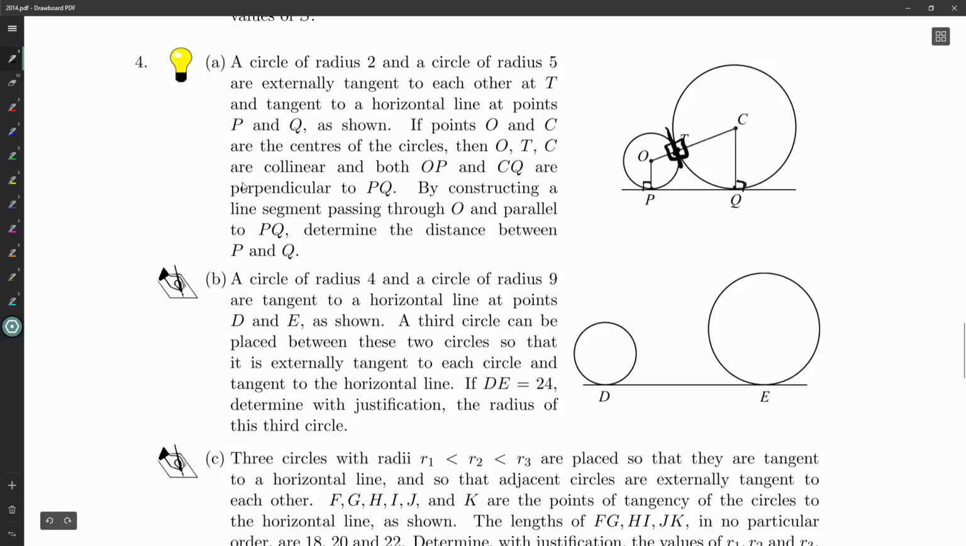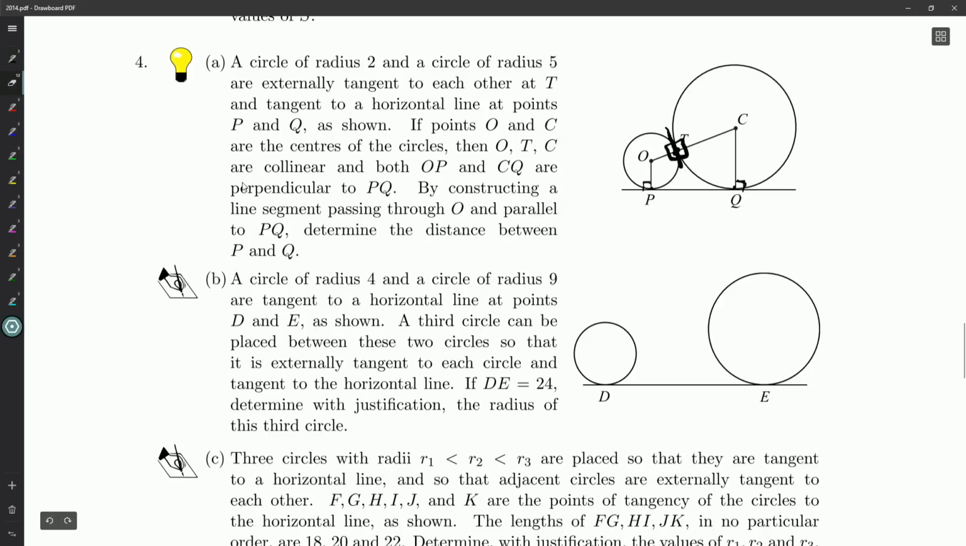They go on to say that points O and C are the centers of the circles, and OTC is collinear. This is a nice little fact here. And both OP and CQ are perpendicular to PQ. I remember the days where they wouldn't tell you that, and you'd have to figure it out for yourself. By constructing a line segment passing through O and parallel to PQ, determine the distance between P and Q.